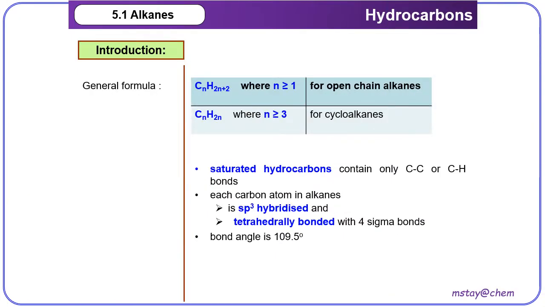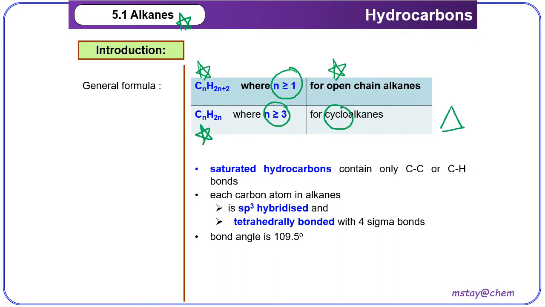Now let's start with the alkanes. So the general formula for alkane is CnH2n+2 if it is an open chain alkane, while the smallest n value is 1. However, for the cycloalkanes, or the alkane with a cyclic structure, the general formula is CnH2n, where the minimum n is 3, because when we have 3 carbons, it will form a structure with the shape of a triangle.